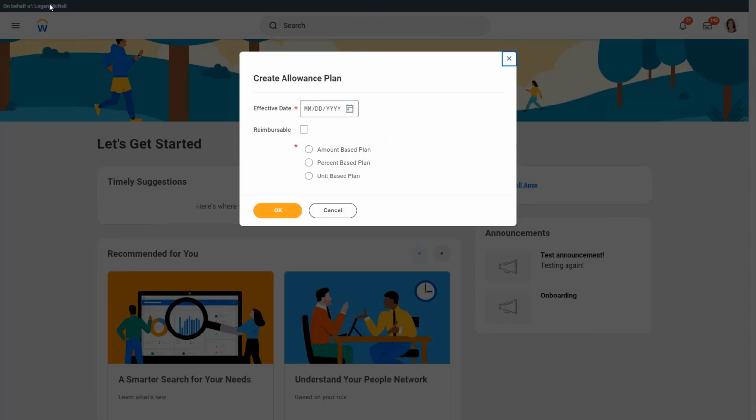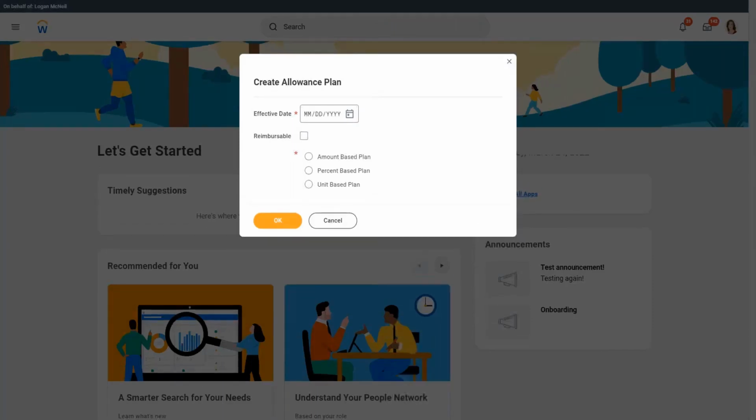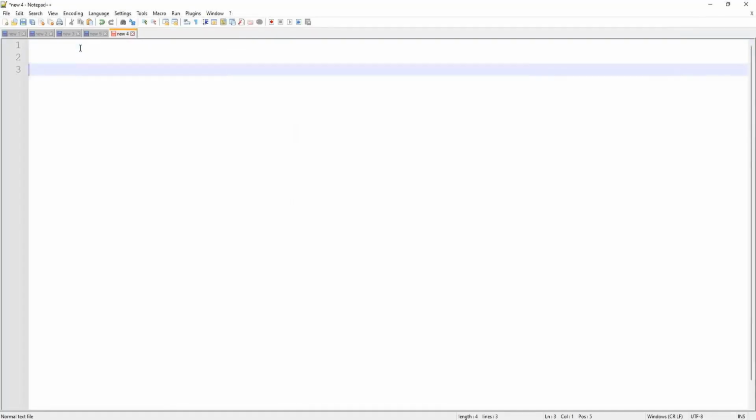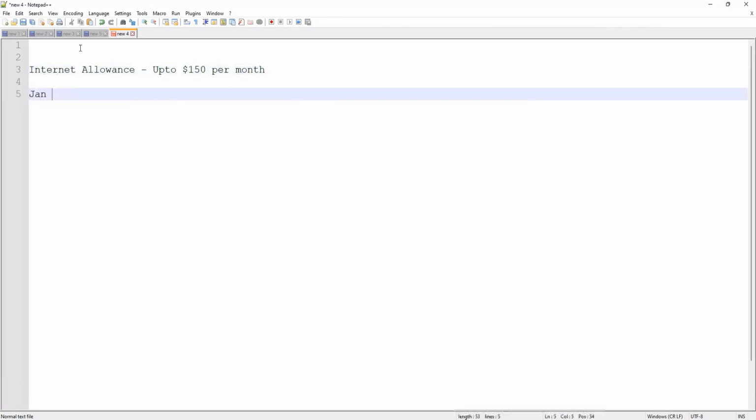Right. And do you know the rule about the allowance plan? About how much you are going to get? Let's take a quick example. Okay, so let's say that you have an internet allowance. Up to $150 per month. That is your internet allowance for the month of January. Your internet bill is $140. So you're claiming it. In January, if you are claiming it, you will get reimbursed $140.